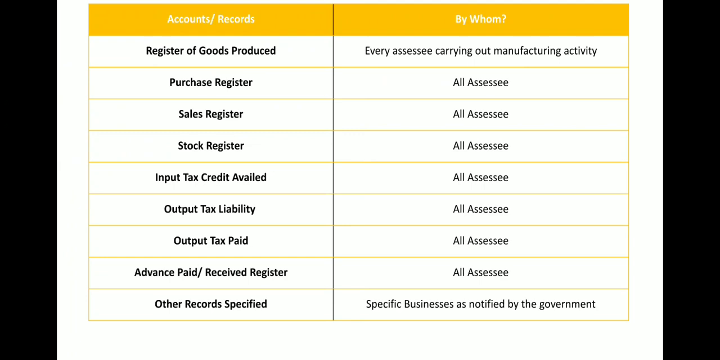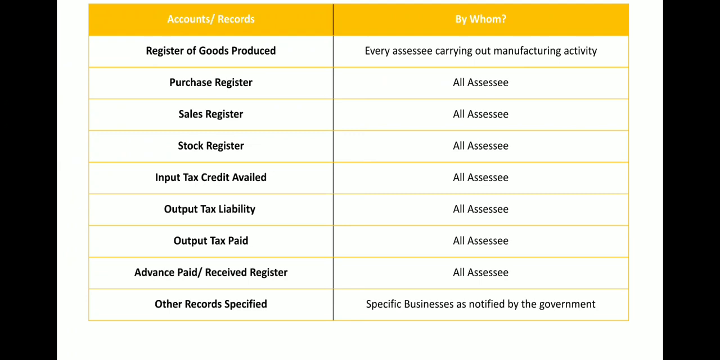Next, the advance paid or received register. That register should maintain details of advances received from customers and paid to suppliers, or adjustments made, and tax paid and adjusted there too, has to be mentioned in that advance paid or received register of GST.